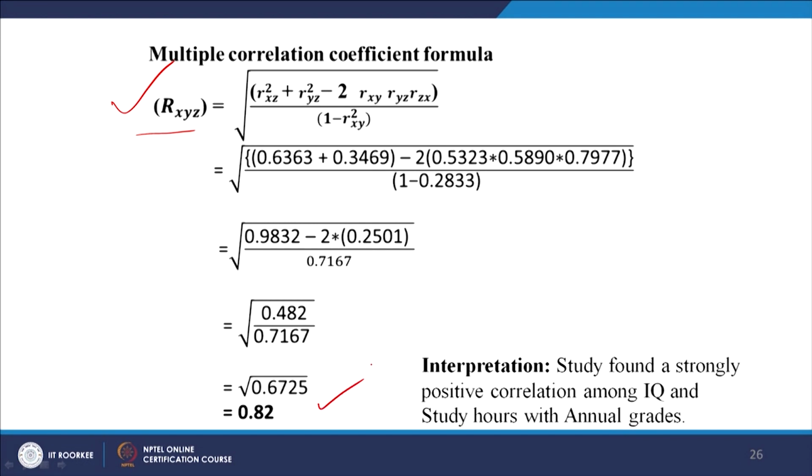So, if my correlation is 0.82, what is my interpretation? The study found a strong positive correlation among IQ and study hours with annual grades, right. So, what was it? Here x is IQ, y is my study hours and this is my grade, right. So, what I am saying is the study found a strongly positive correlation among IQ and study hours with annual grades, right. So, this is all we have.